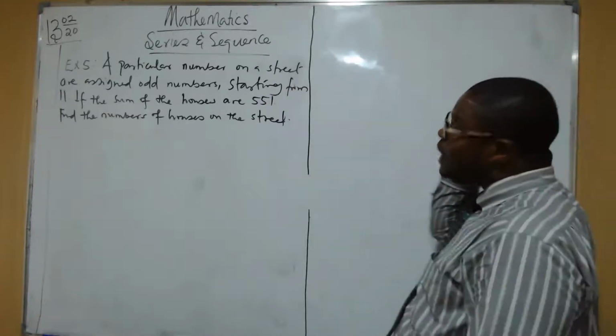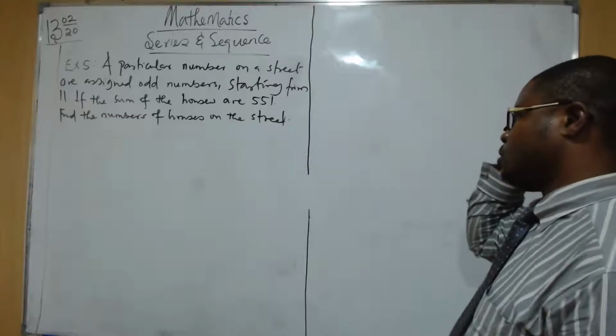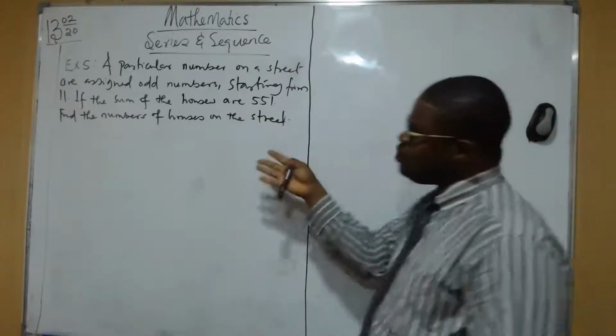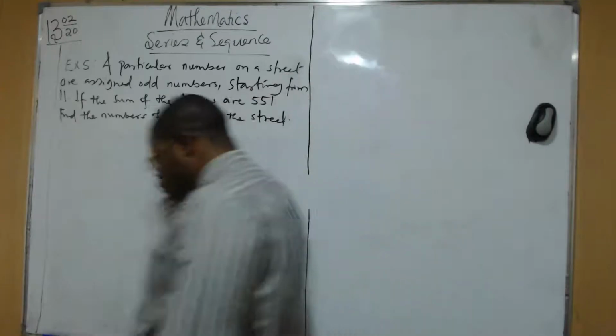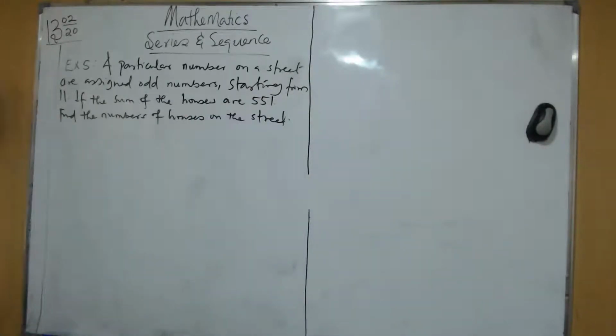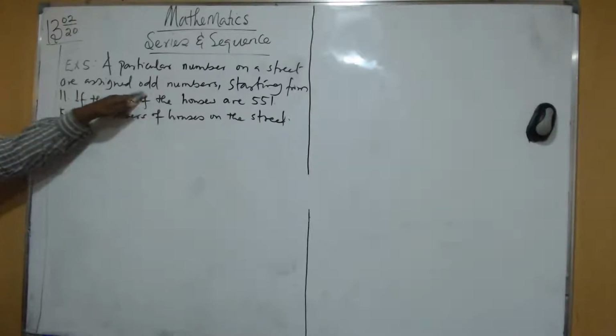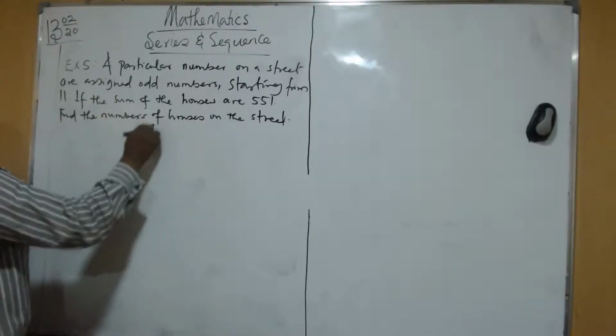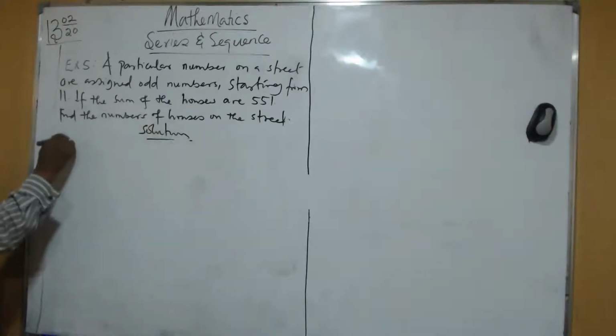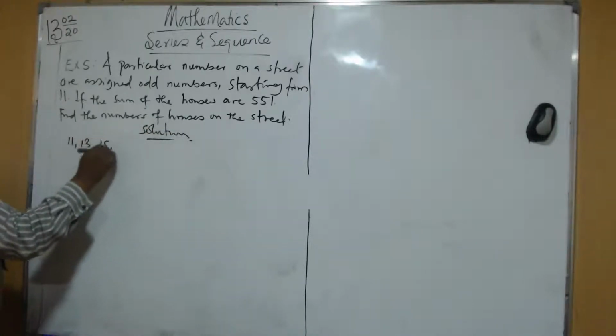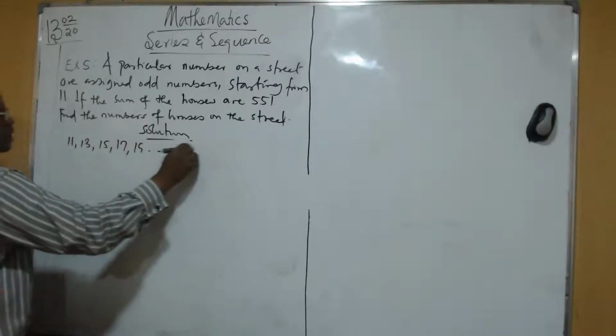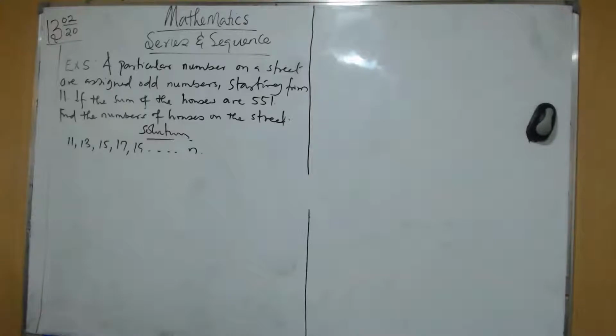Still, the question does not tell us if we are to solve using AP or GP. But what comes to mind, like the one we did earlier on? They gave us a clue to the question: the numbers on the houses start from 11 and they are odd numbers. So what we should do now is go down: 11, 13, ... 19. And we write N because we don't know the last number on that street.